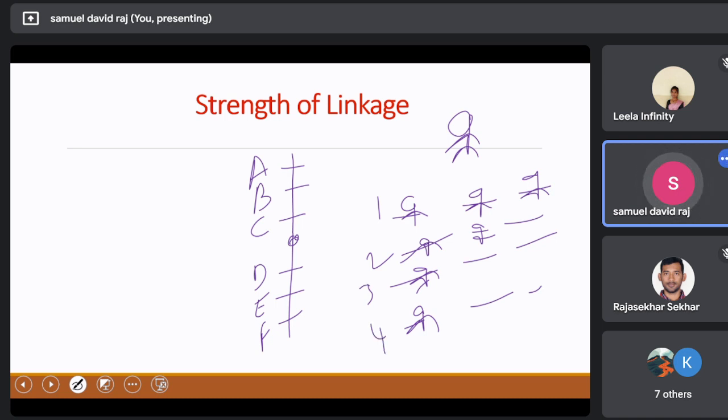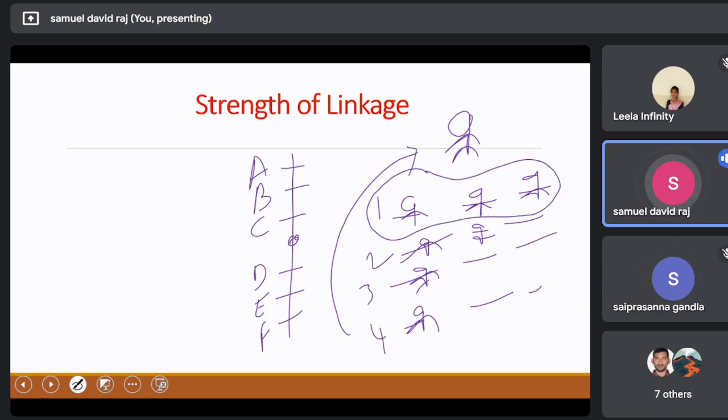Out of these four benches, which is close to the teacher? The first bench or the last bench? Obviously, sir, the first bench only. Even the lecturer's concentration will be on the first bench only. Likewise, here the strength of linkage between the teacher and students is more when the student is close to the teacher.